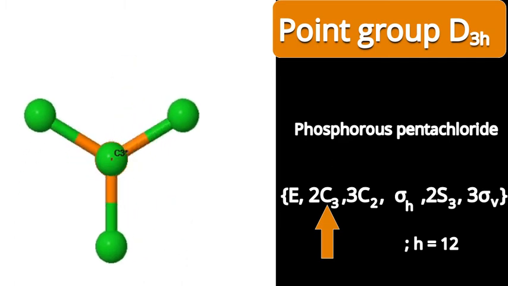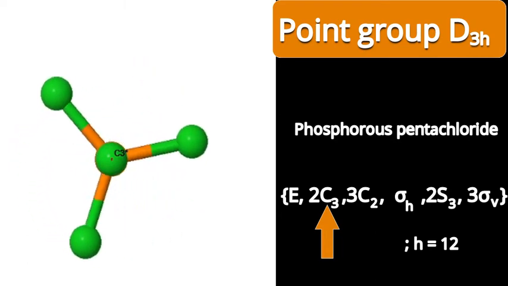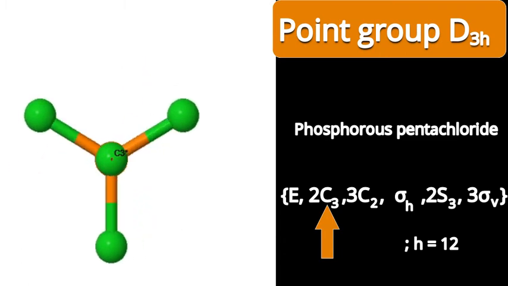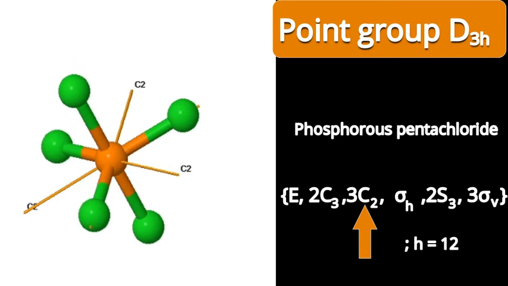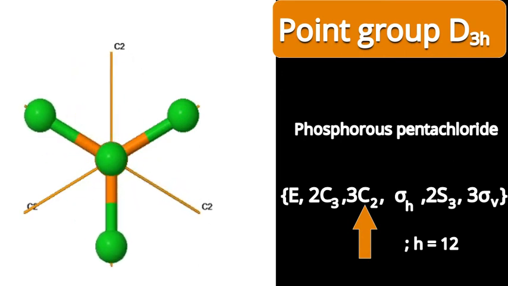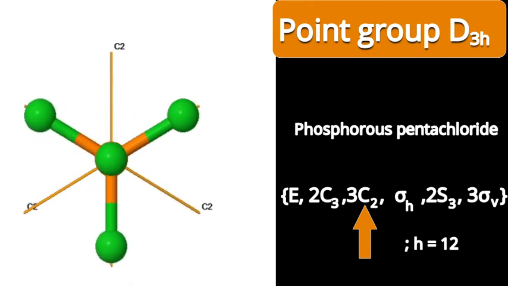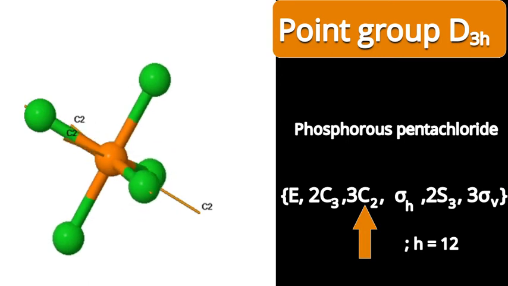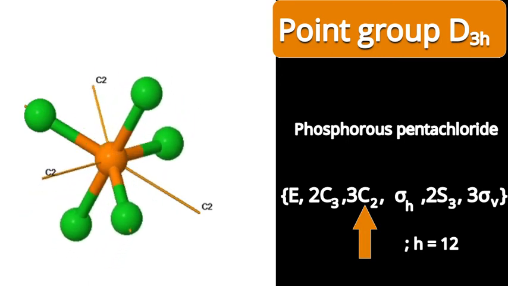Afterwards, whichever the equatorial chlorines are there, each phosphorus-chlorine bond can be a part of a C2 axis, and around one C2 axis there is only one operation possible. Three such C2 axes are possible, so the total C2 operations will be 3. Therefore I am representing here 3C2.